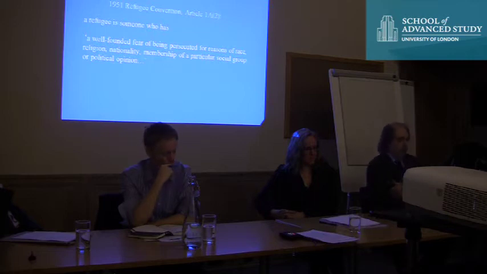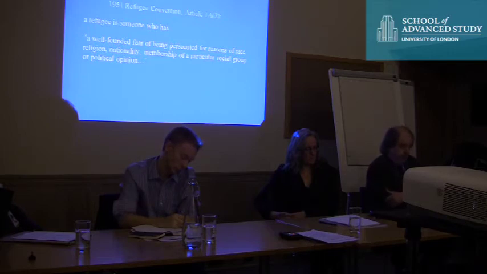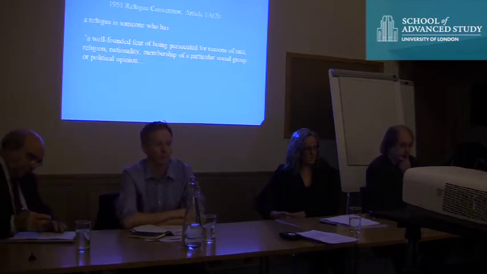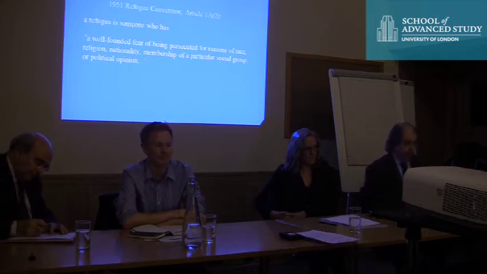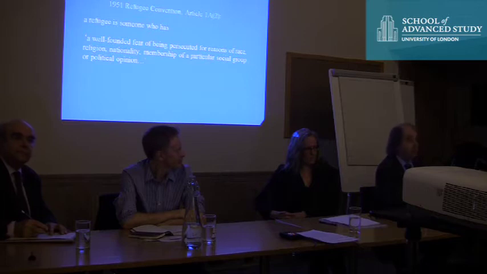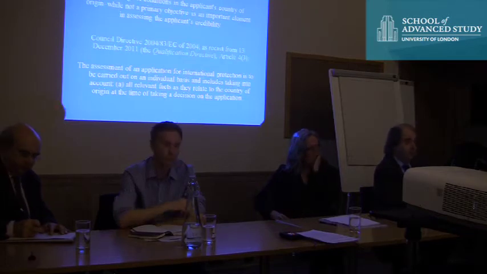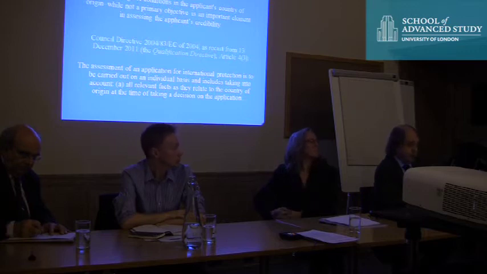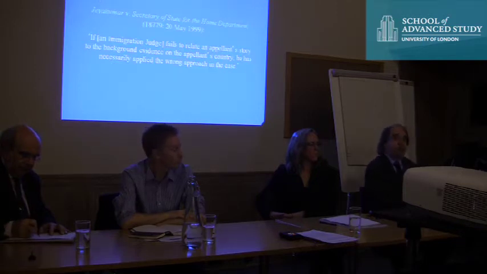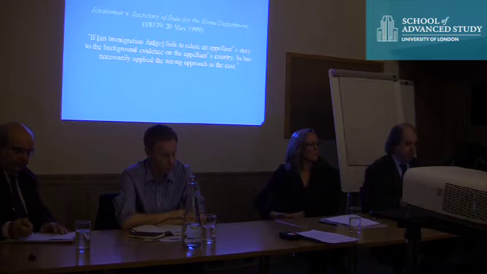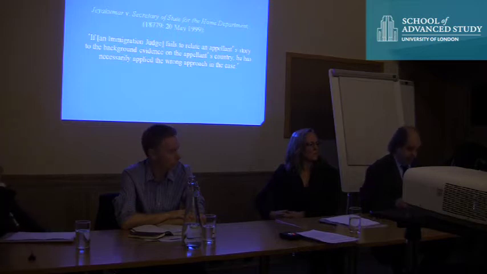The focus is on credibility in two senses. Is their story internally consistent over dates and places? And is it externally consistent with information on their home country? That's where country of origin information, or COI as it's commonly called, is crucial in almost every asylum claim. This point is made by the UNHCR handbook, paragraph 42. The same point is made in the European Qualification Directive, and it's been explicitly stated in asylum jurisprudence that if a judge fails to relate an appellant's story to the background evidence in the appellant's country, he's necessarily applied the wrong approach.